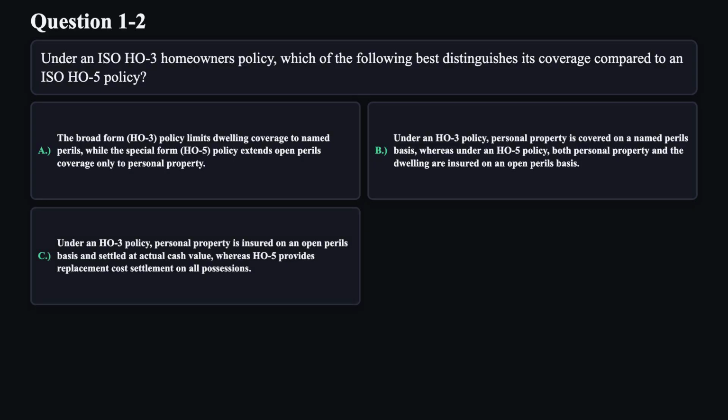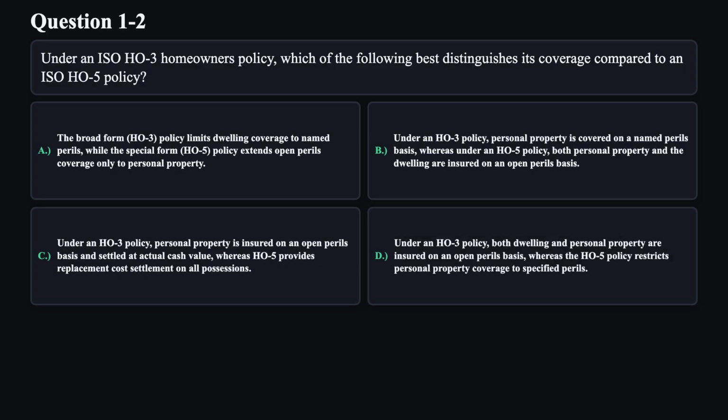C. Under an HO-3 policy, personal property is insured on an open perils basis and settled at actual cash value, whereas HO-5 provides replacement cost settlement on all possessions. D. Under an HO-3 policy, both dwelling and personal property are insured on an open perils basis, whereas the HO-5 policy restricts personal property coverage to specified perils.